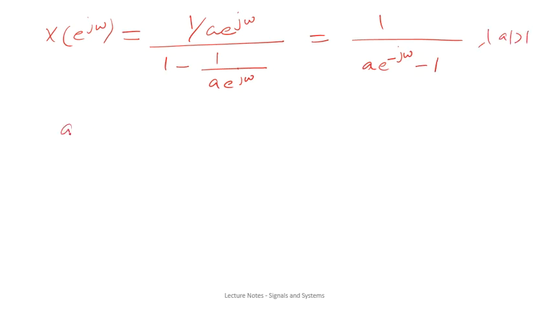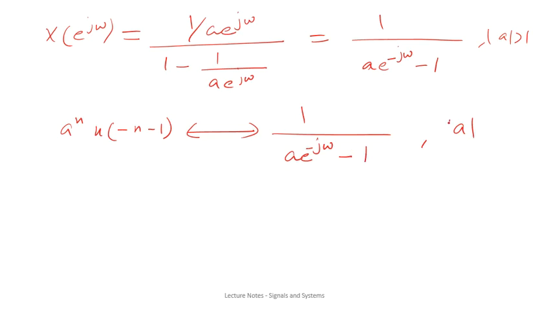So now we can write it in the standard notation that the given signal in the problem has the Fourier transform of 1 over a e raised to the power minus j omega minus 1, where the magnitude of a is greater than 1.